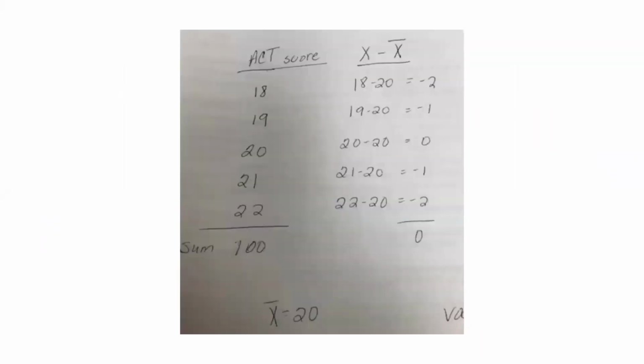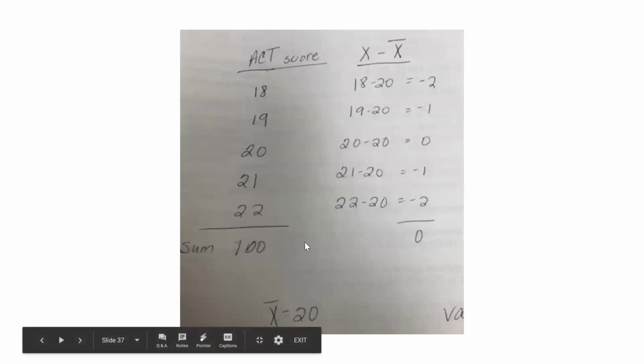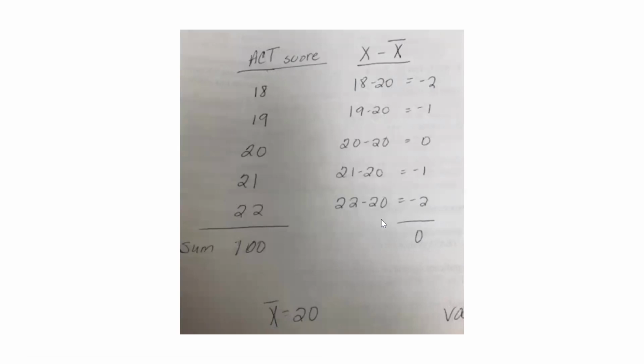I'm going to walk you through this again. Let's say that I have a number of ACT scores. These are the ACT scores here, okay? And so I need to find what is the mean of these ACT scores, and it's 20. So I'm going to subtract 20 from each one of these scores. All right, see how I did that there? And what do I get? I get -2, -1, 0, -1, -2.